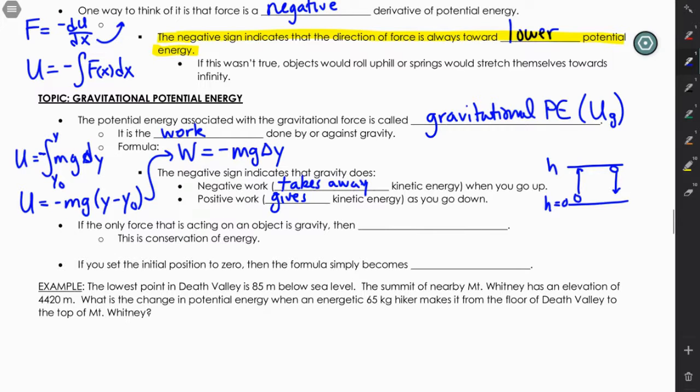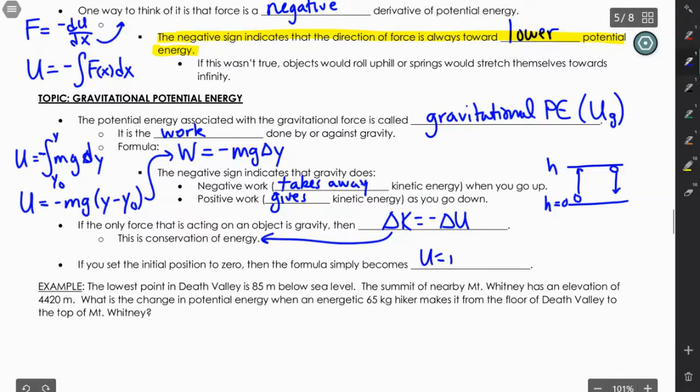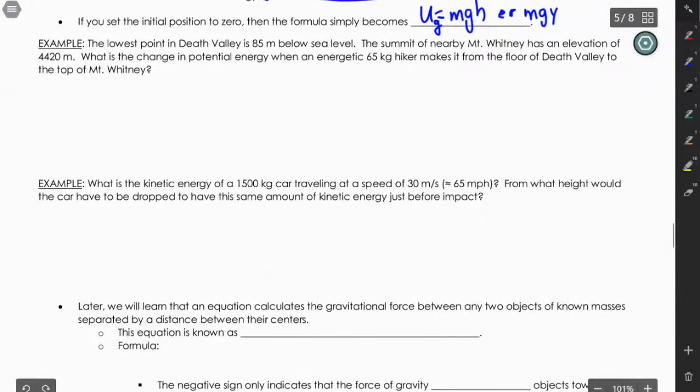Now, if the only force acting on the object is gravity, remember, delta K equals negative delta U. And this is conservation of energy. So the change in kinetic energy is equal to the negative change in potential energy. If you set the initial position equal to 0, then the formula simply becomes U sub G equals mgh, or you can call it mgy, whichever one you want to use. Most of the time you'll see it as h, but sometimes you will see it written as y.